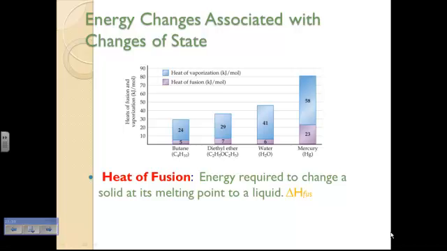Now what that means, it will take 6 kilojoules of heat energy per 1 mole, which is 18 grams, per 1 mole of solid ice to simply melt. Inputting energy into the system to change a solid into the liquid, requiring energy, 6.01 kJ per mole.